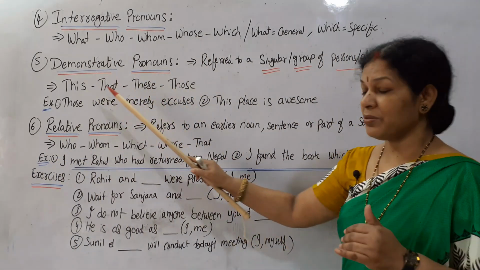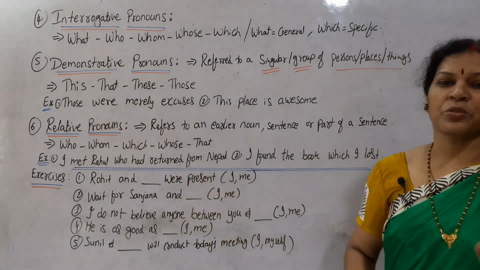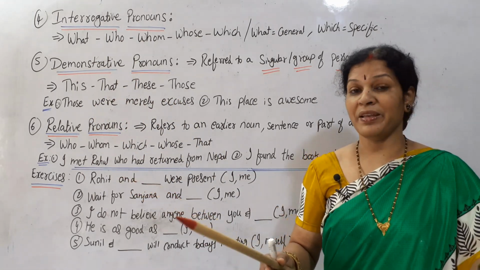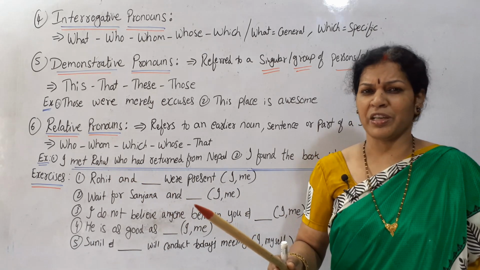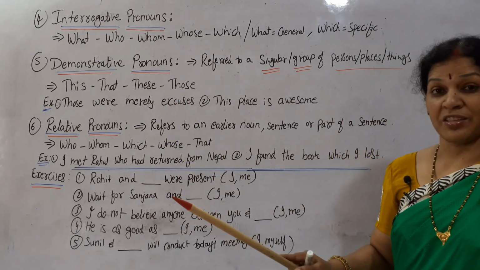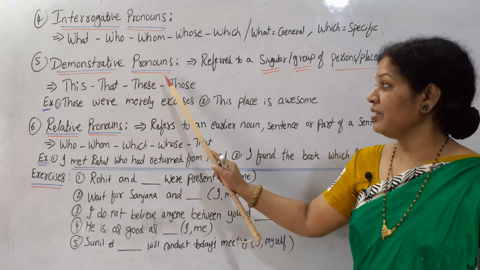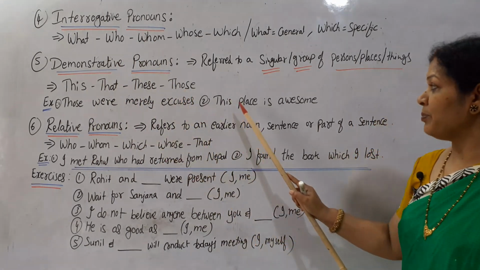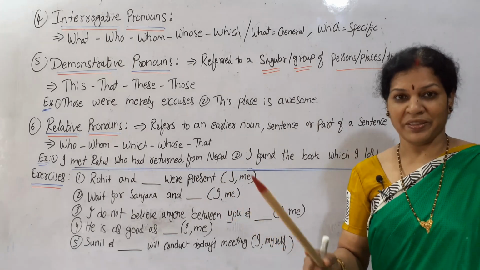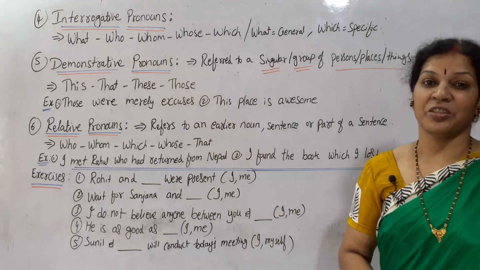Now how do we use these? A few examples I have taken. Those were merely excuses. Merely excuses means lame excuses, saying something. So those were merely excuses. Those is here a demonstrative pronoun. In the same way, this place is awesome. Particular place I am saying. So this place is awesome. This is here a demonstrative pronoun.